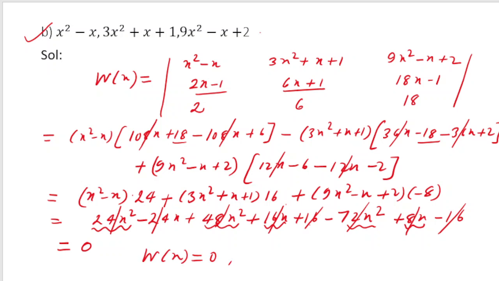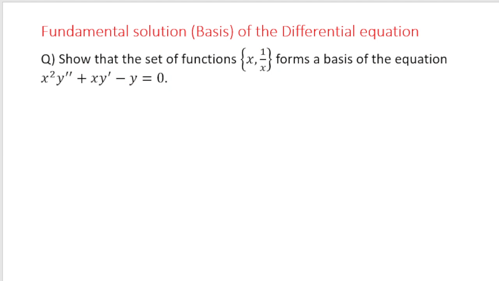So these functions are what? They are 0, which means they are linearly dependent. Let me write it. These functions are linearly dependent. So I hope you have understood the meaning of the Wronskian and how to use the Wronskian to decide whether a given set of functions are linearly dependent or independent.